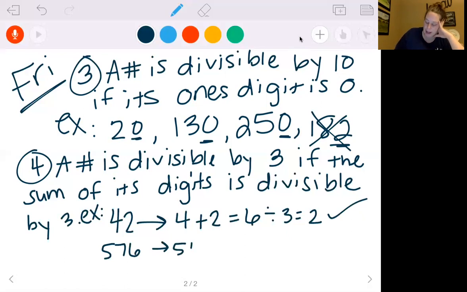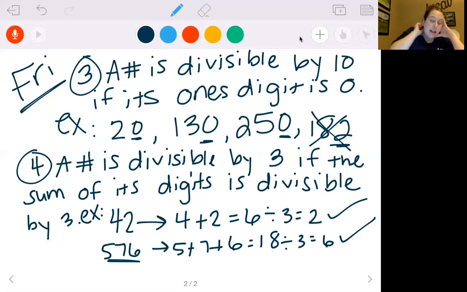Then they give us 576. I would do 5 plus 7 plus 6 equals 18. And 18 divided by 3 is 6. So that works. So you're going to add up the numbers in the number they give you, like 576. If it equals a number that can be divided by 3, then that whole number can be divided by 3. So because I did 5 plus 7 plus 6 equals 18, and I know that I can divide 18 by 3, then I know I can divide 576 by 3.